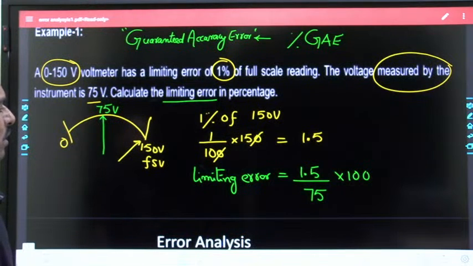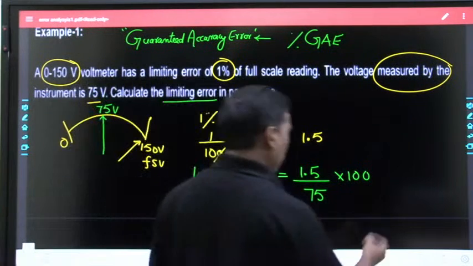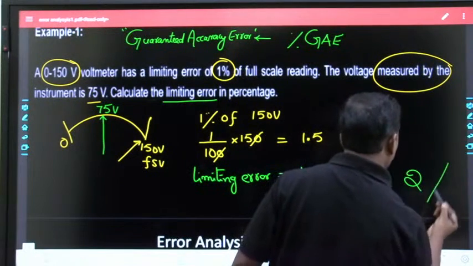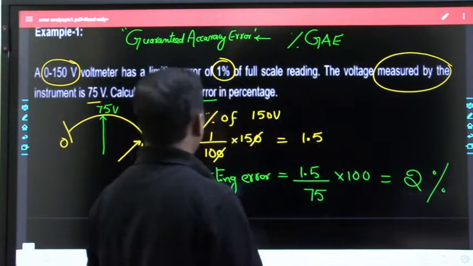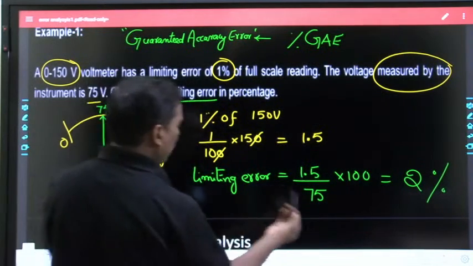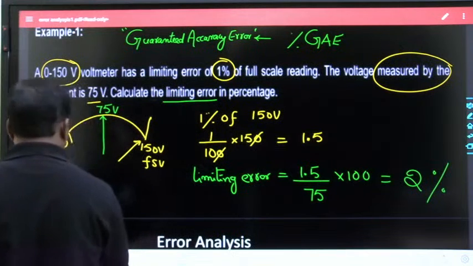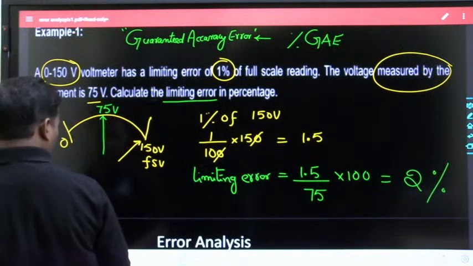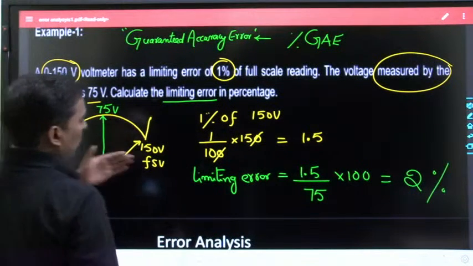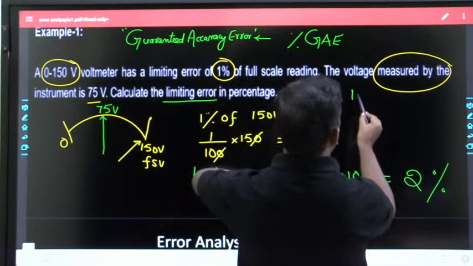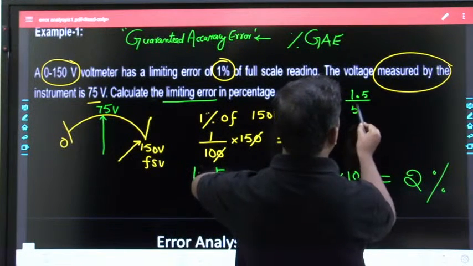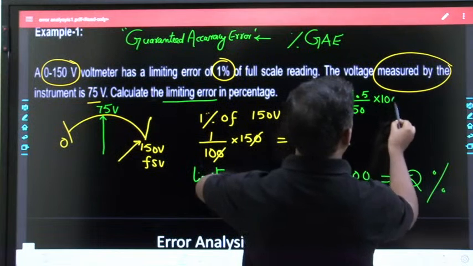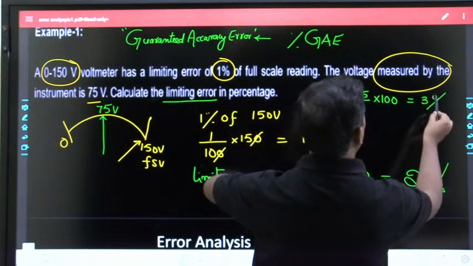How much are you going to get? 2%. Okay? 2%. Clear, all of you? Suppose you are measuring for 50 volts. Kitna hoga woh? 1.5 by 50 into 100. Error kitna hoga? 3% ho raha hai na?